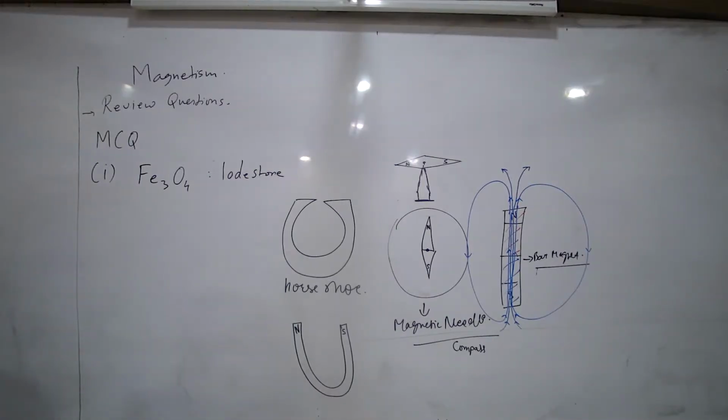How will you test the polarity of a magnet? One way is to bring a magnet with known polarity. Then the other way is to suspend it, and by suspending you can also figure it out. The end which is pointing towards geographic north becomes the north pole. That is easiest, then you don't require another magnet.